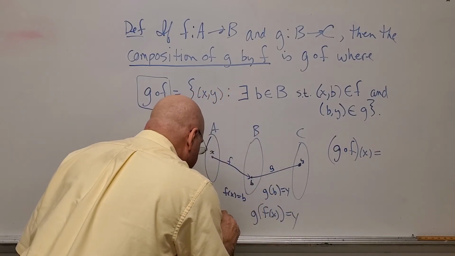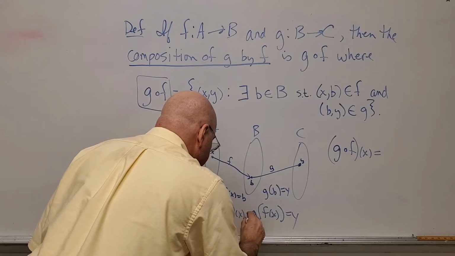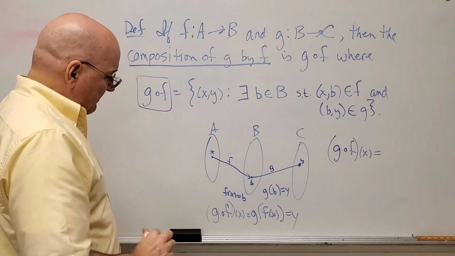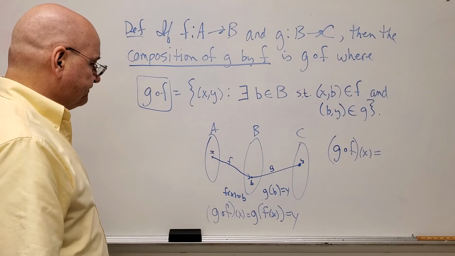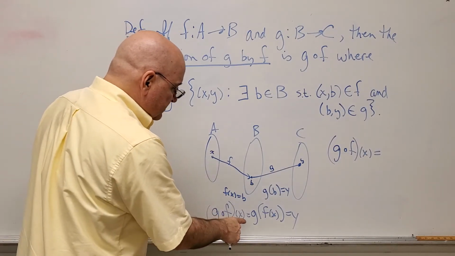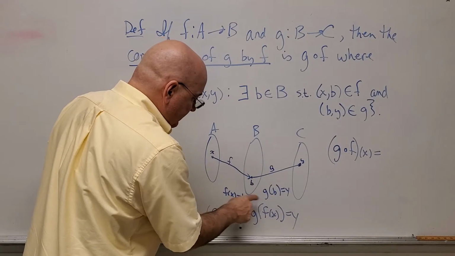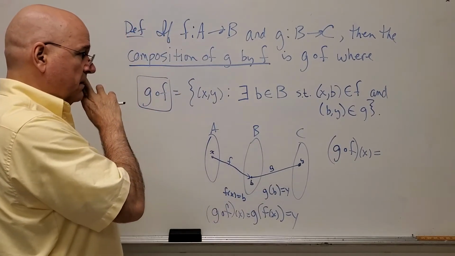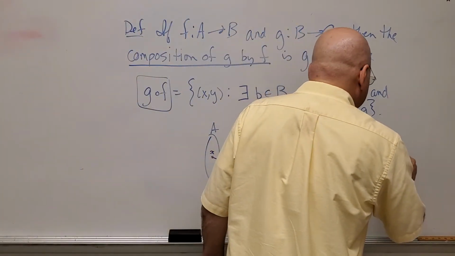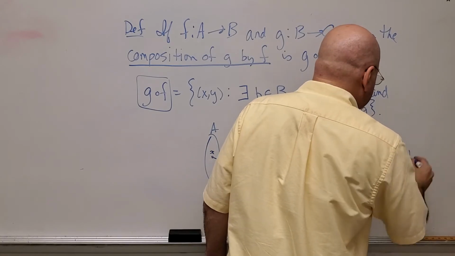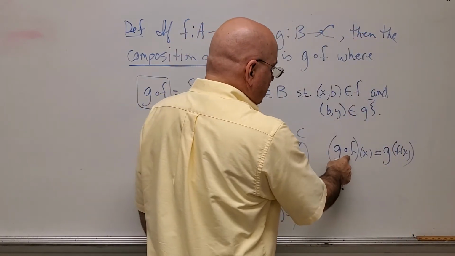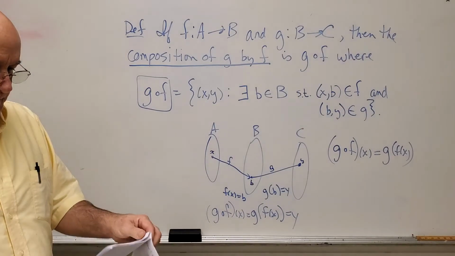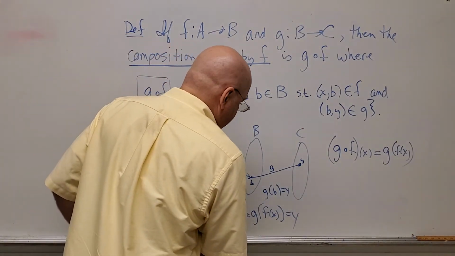This is what I think of whenever I see g composed with f of x. I just write it down as g of f of x. I'm not a big fan of this symbol here. And this was just substitution because b is equal to f of x. So I replaced b with f of x. g of b is here, g of f of x is there. g composed with f of x equals g of f of x. All right, let's continue.